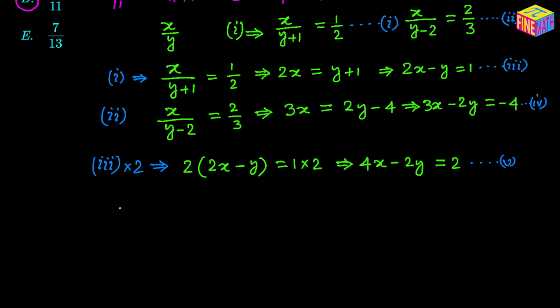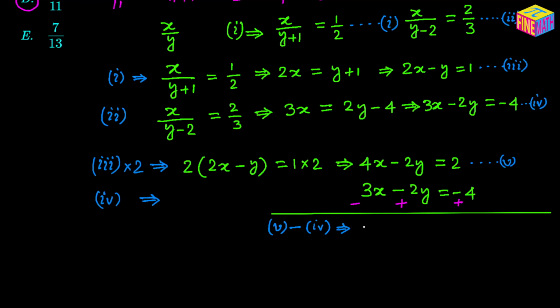And then from equation number 4 we already have 3 times x minus 2 times y is equal to -4. And now we're going to do a subtraction here. We're going to subtract equation number 4 from equation number 5. So after subtraction, the y terms will cancel each other, and that will be equal to 2 plus 4, that is 6. So x is equal to 6. So we have found out that x is equal to 6.